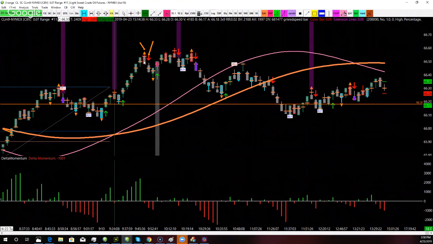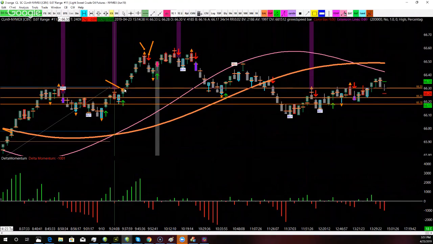And what I want to get underneath here in order to make this short work is the last green arrow up. And what you'll see is that was a long way away, right? That's that bar. And the reason why I have to get underneath it is because usually what's going to happen is they're going to come back and respond back up against it, right?